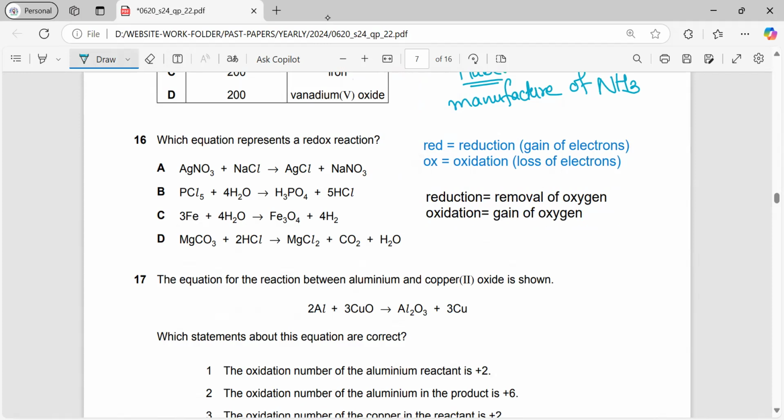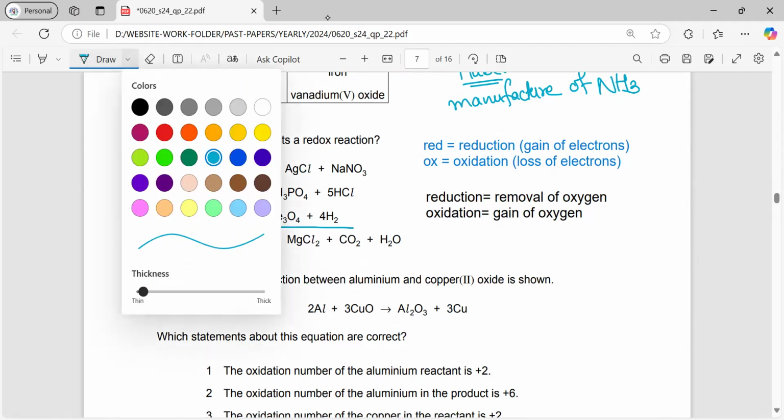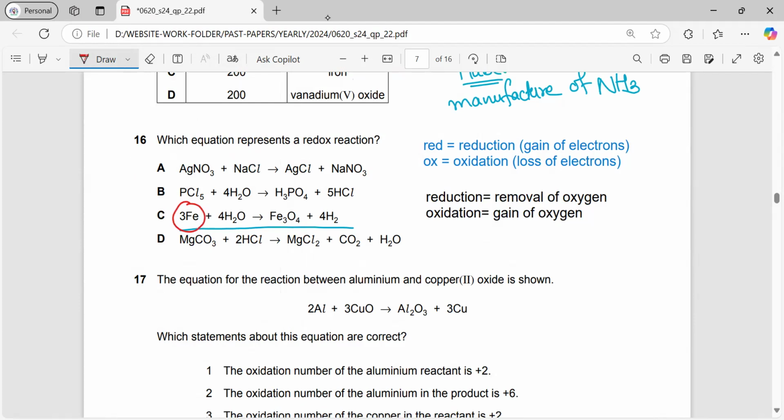And here, in this equation, you can see that something is happening with the oxygen. The iron here does not have oxygen, but in the product, it has oxygen. So it means it has oxidized. And the water, H2O, has oxygen, but in the product, hydrogen does not have oxygen. So here, the loss and gain of oxygen is happening. So that means C is the correct answer. It's very clear the transfer of oxygen from water to iron is happening. This is redox.